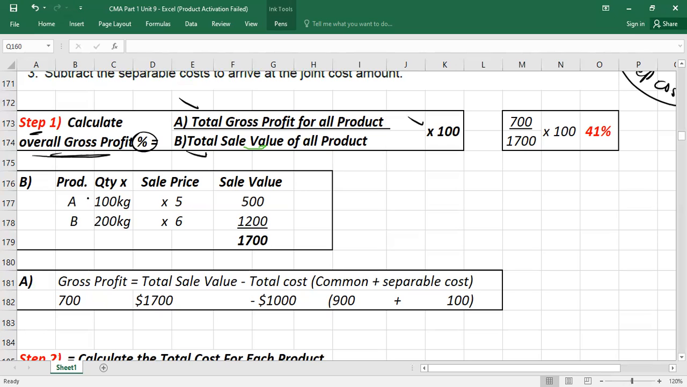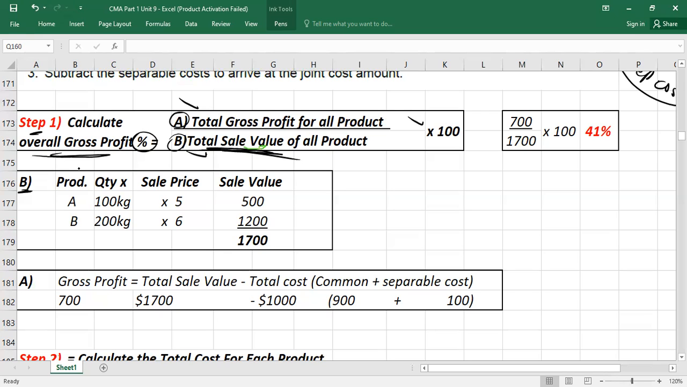Guys, first we have to calculate. I have given the name A to the total gross profit and the name B to the total sales value. So first we will calculate B value. What is B? The denominator of this formula. What is denominator? Total sales value. How you will calculate? Easy.